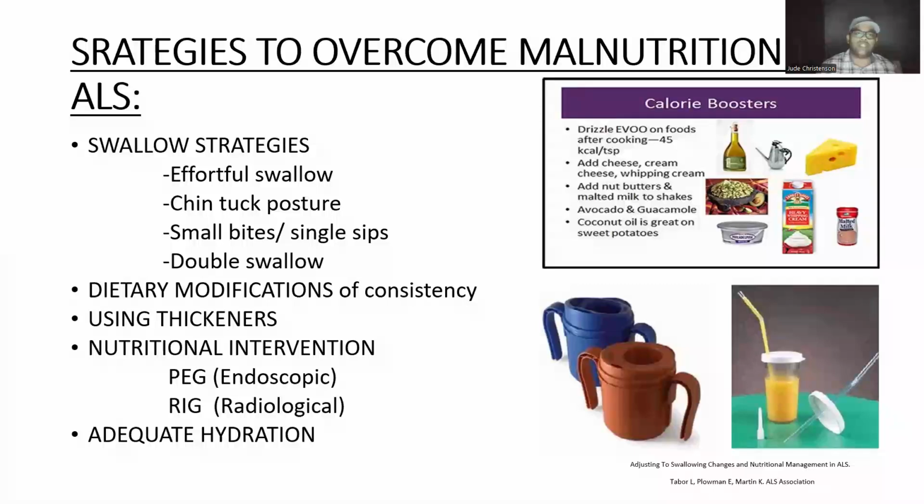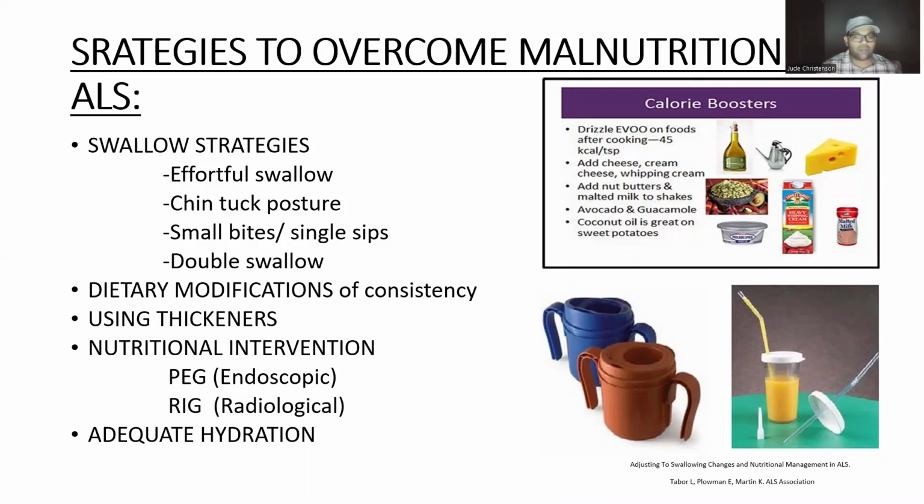Now we will see the strategies to overcome malnutrition in patients with ALS. The strategies for swallowing are, first, effortful swallow. That means the patient has to put more effort to push the food through the throat. Next is the chin tuck posture to swallow. Third, we can advise patients to take small bites at a time, chew properly and swallow. The fourth is that for each attempt of swallow, a double swallow has to be done. That is, it has to be swallowed 2 times in the throat.